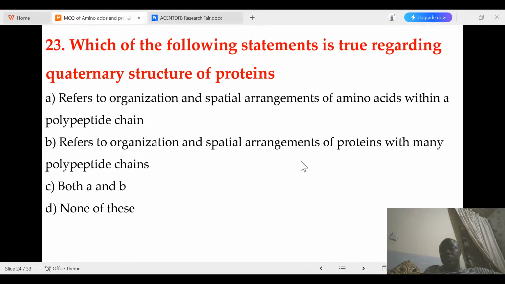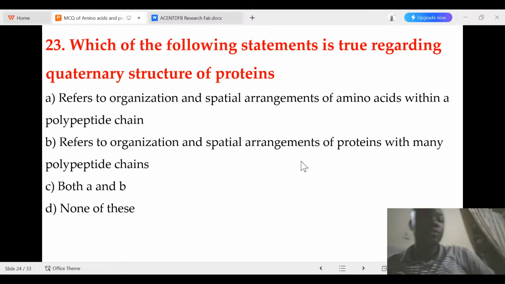Quaternary structure of proteins is formed as a result of the combination of many polypeptide chains. So quaternary structure refers to the organization and the spatial arrangement of a protein with many polypeptide chains. Therefore, the answer to this question 23 is B.